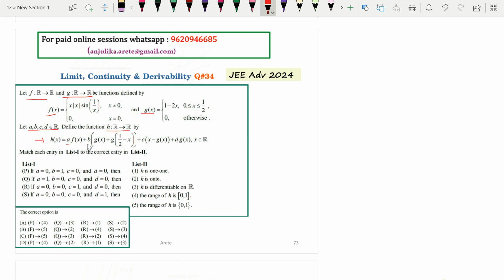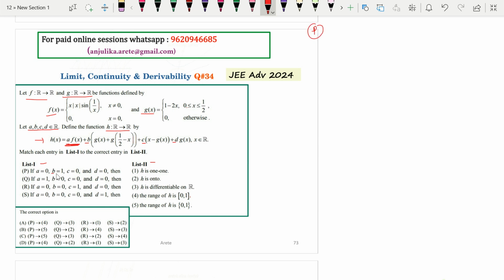Now you see A, B, C and D are constants used here and everything is in terms of F and G. Mostly G, you see everywhere you have a G, only in here you have an F. Okay, let's get started because we want to match list 1 with list 2. So let's focus on option P first.